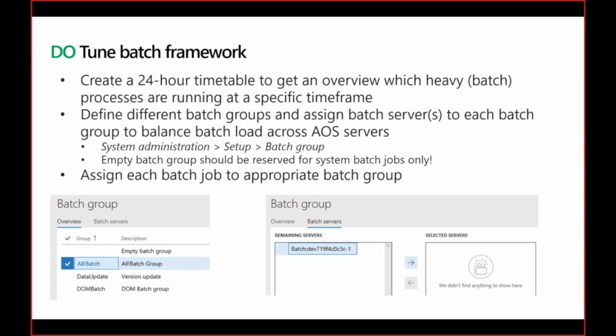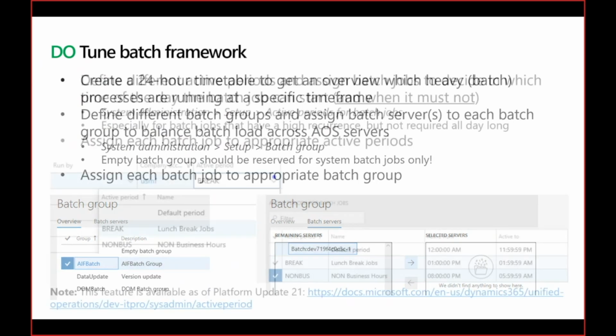How you do this: in system administration, set up batch groups, and you can add additional batch groups. And remember that the empty batch group, which is available out of the box, should be reserved for system batch jobs only. And then from there, you assign batch jobs to the appropriate batch group. It sounds simple. It's been there for a very long time, probably since the beginning of the AX time. But still, we see a lot of times that the batch framework is not tuned correctly.